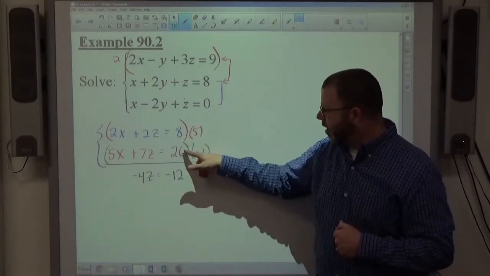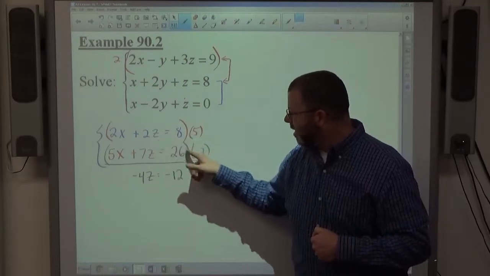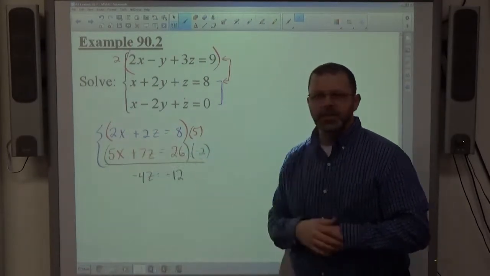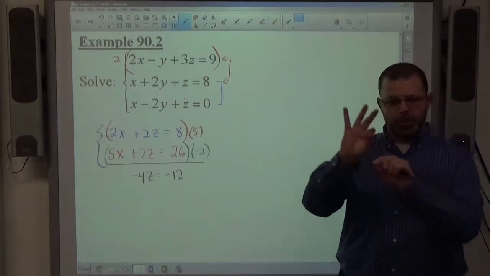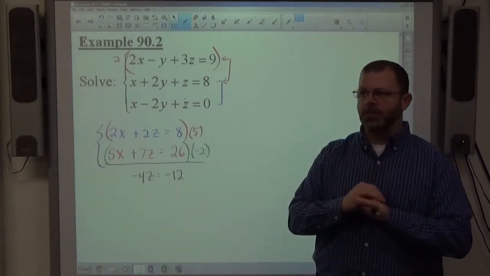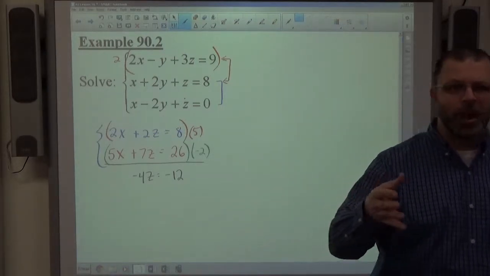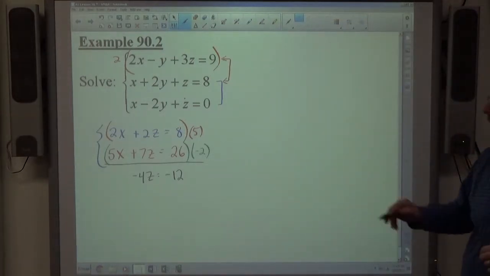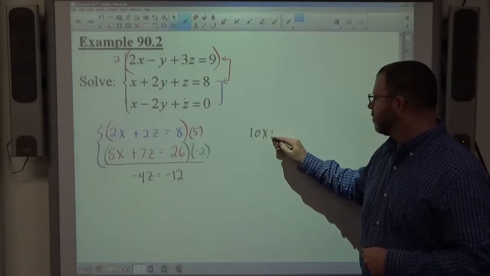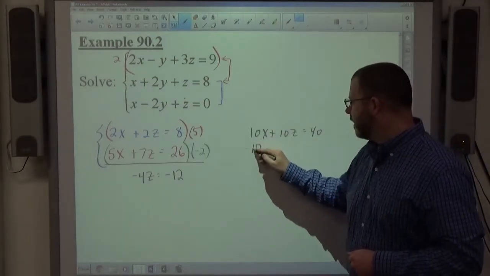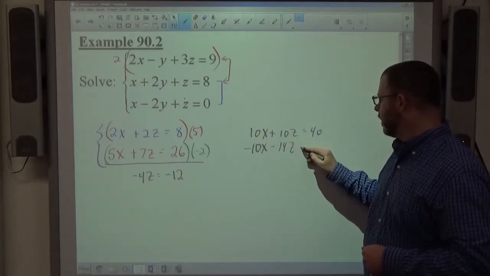So 40 minus 52 is negative 12, 10z minus 14z is negative 4z, 10x minus 10x cancels. That's all I'm doing there, I'm doing the multiplications, then I'm doing the addition or subtraction. There's minus signs, plus signs, so all of a sudden you've got to decide, should I add, should I subtract? If you have to actually visually see that stuff written down, 10x plus 10z is equal to 40. Negative 10x minus 14z is equal to negative 52.